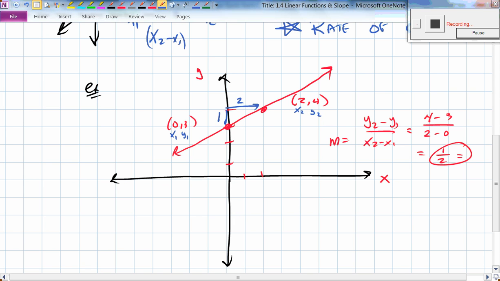Why? How do I know that this is positive? It's going up. It's increasing as I go from left to right. This is a line. It always behaves the same, so the interval is always the same.